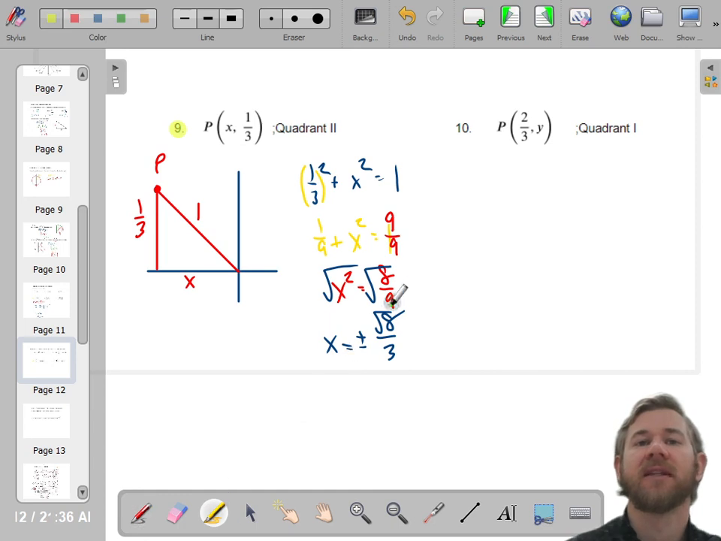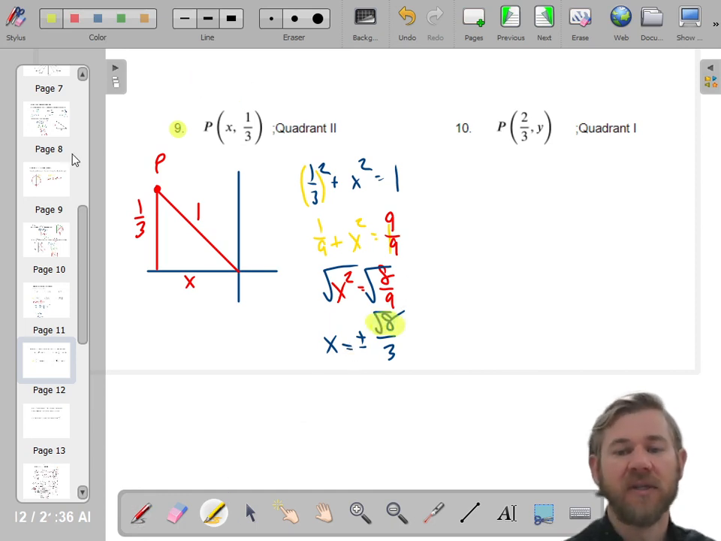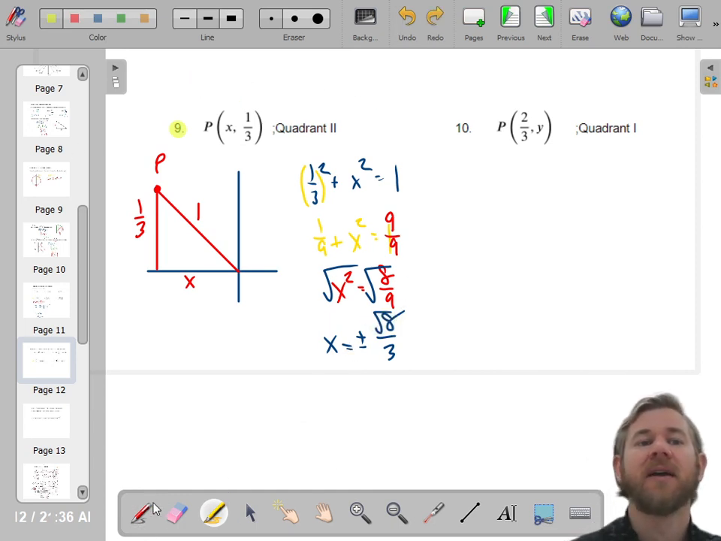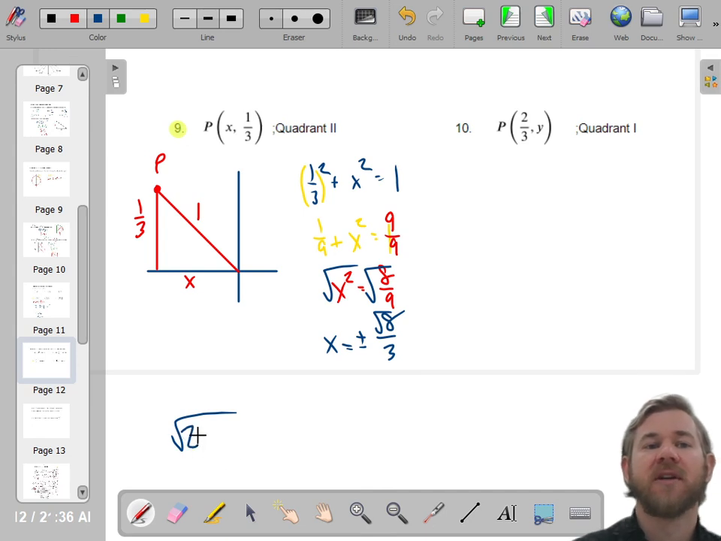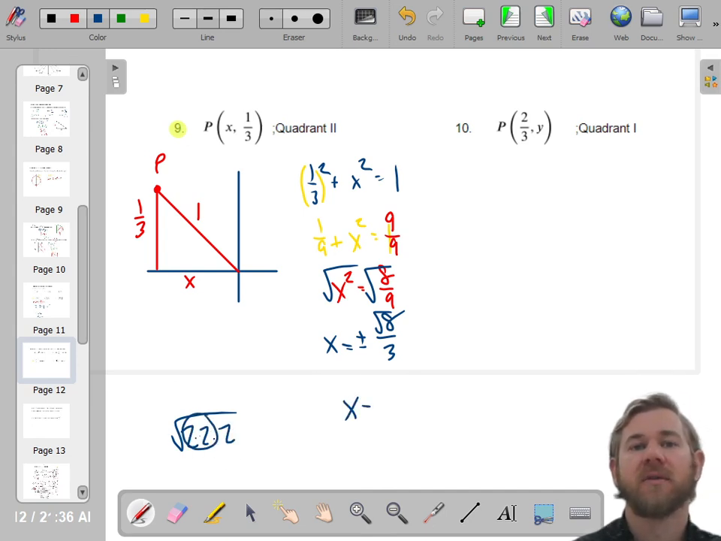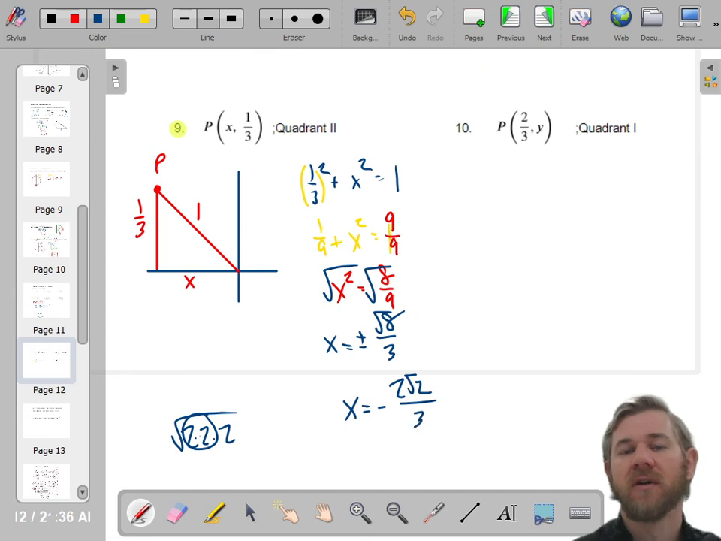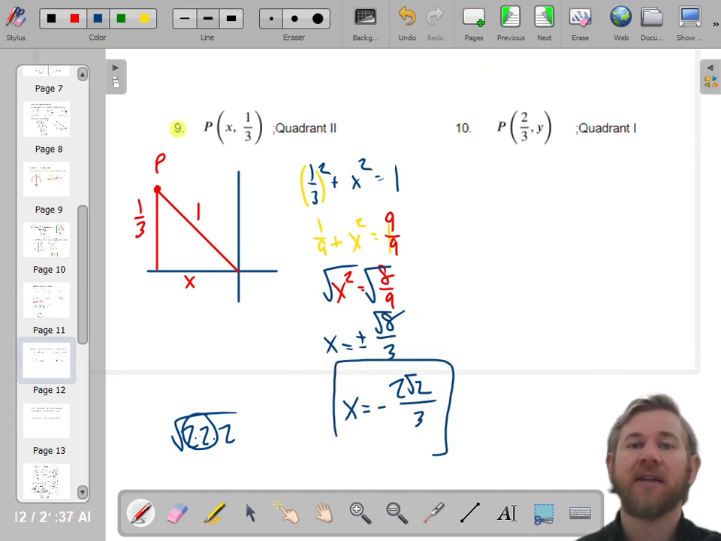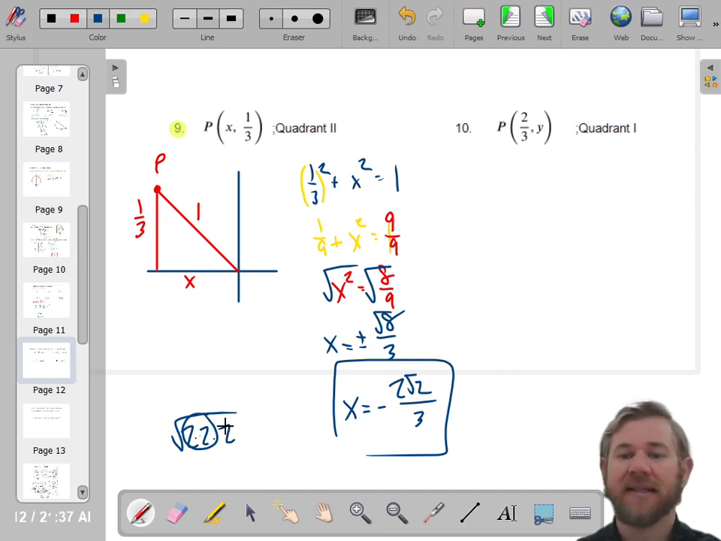But you have to look at this. This is not going to get you credit, folks. Radical 8 is not simplified. So you need to remember, make a factor tree, 2 times 2 times 2, and say, oh, okay, that's 2 radical 2. So since we're in quadrant 2, we know x is negative. It's negative 2 radical 2 over 3. So when you simplify radical 8, you get 2 radical 2, and you need to do that 100% of the time you're given a radical.